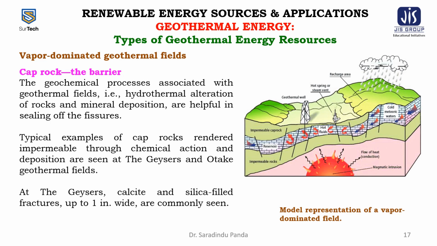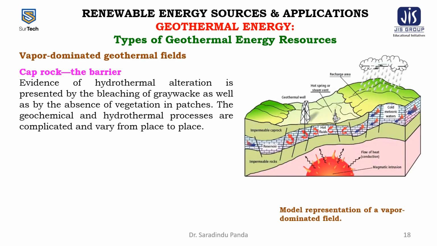At the Geysers, calcite and silica filled fractures up to one inch wide are commonly seen. Evidence of the hydrothermal alteration is presented by the bleaching of greywacke as well as by the absence of vegetation in patches. The geochemical and the hydrothermal processes are complicated and vary from place to place.